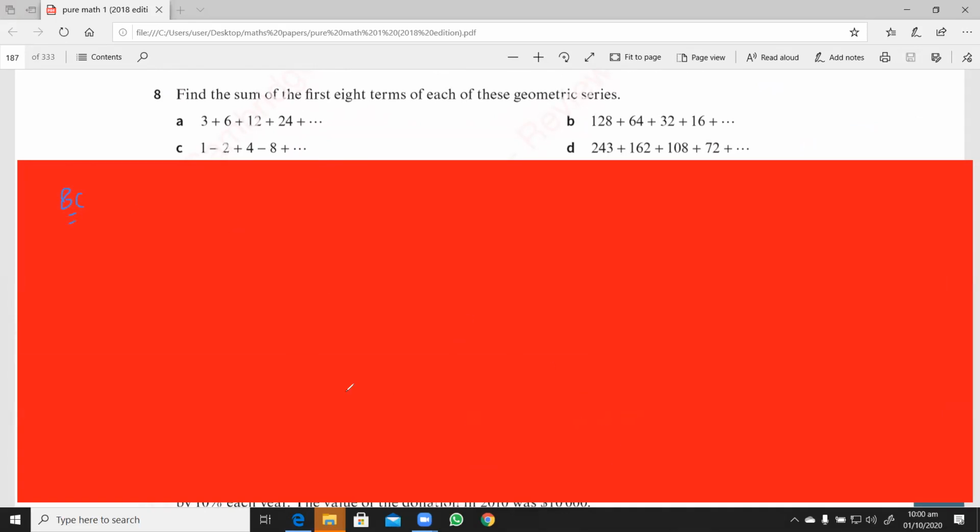Now 8C. This series is 1 minus 2 plus 4 minus 8 and so on. So your a is 1. And what is your r here? It is minus 2. So we shall be using this formula: Sn is a into 1 minus r raised to power n, over 1 minus r. Please try this and see what the sum is here.